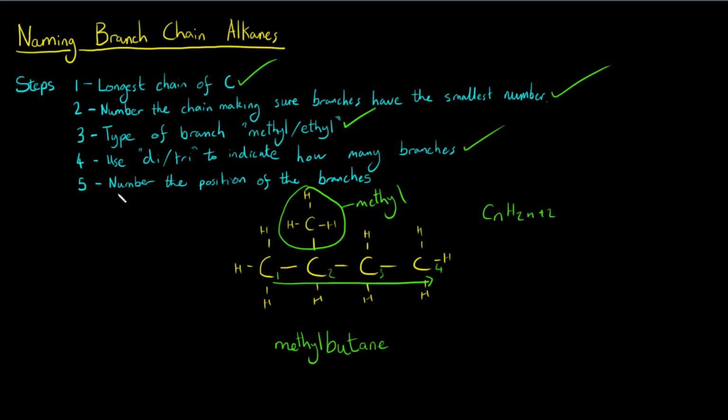And then step number 5, number the position of the branches or branch. Well, we've already numbered our straight chain and we know that the branch is on carbon number 2, so this would be 2-methylbutane. That would be the name of this structure here.